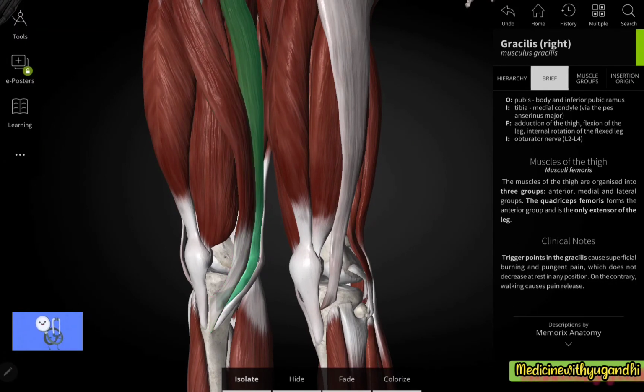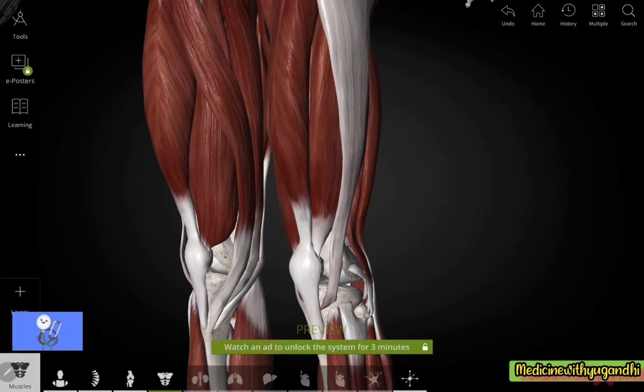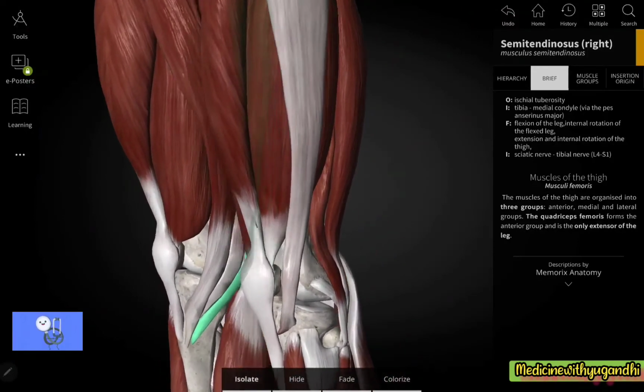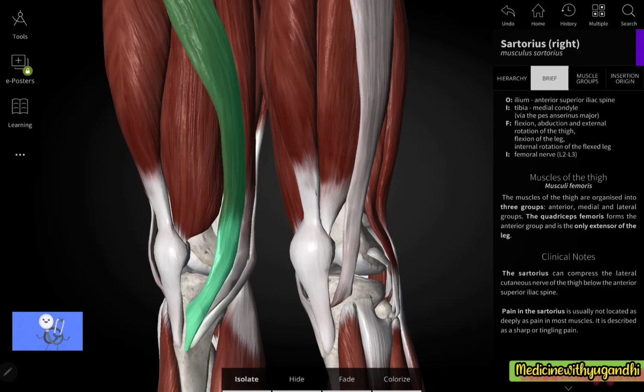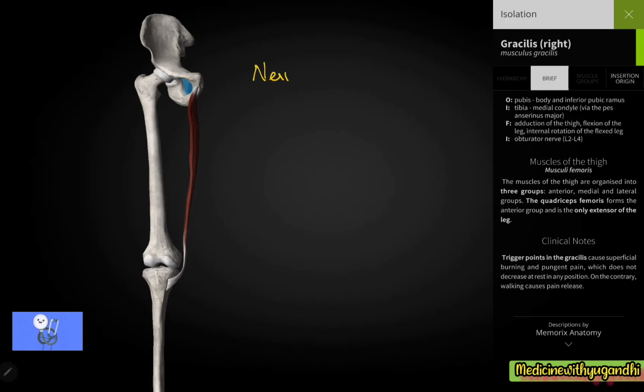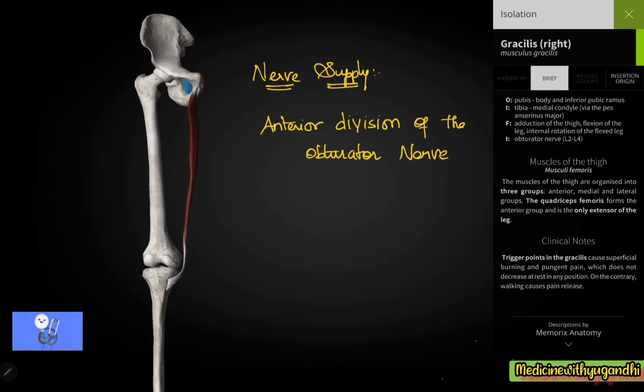This gracilis muscle gets inserted behind the sartorius and in front of the semitendinosus muscle. So this muscle is the semitendinosus muscle. So it gets inserted in front of the semitendinosus and behind the sartorius muscle. Now coming to its nerve supply. As I already said in the previous video, the muscles of the adductor compartment or medial compartment are mostly supplied by the anterior division of the obturator nerve. So again I am repeating, the nerve supply is by the anterior division of the obturator nerve.